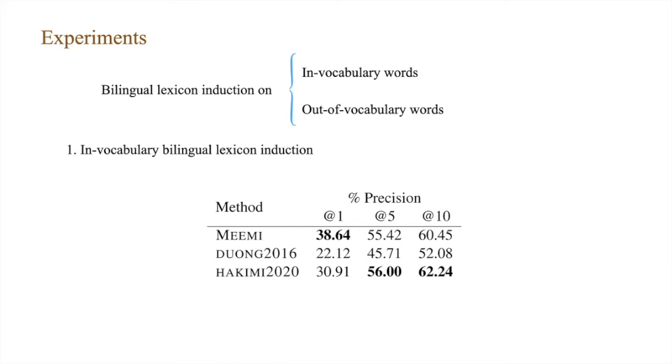As you can see here, both Meemi and Hakimi 2020 outperformed Duong by a great margin, and Meemi and Hakimi Parizi show a comparable performance on this test. Here we can see incorporating subword information during training had a significant impact on the quality of cross-lingual word embeddings, comparing Duong and Hakimi 2020.